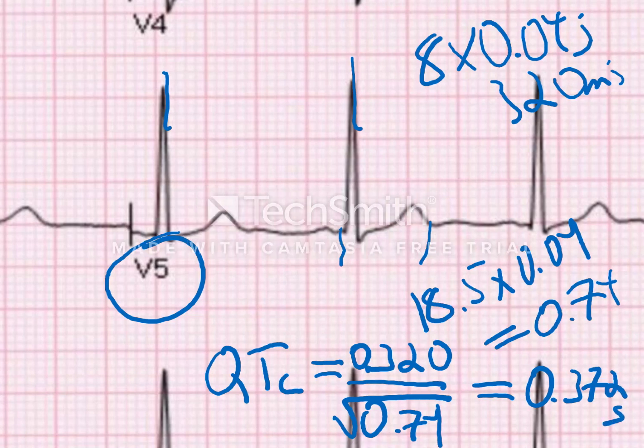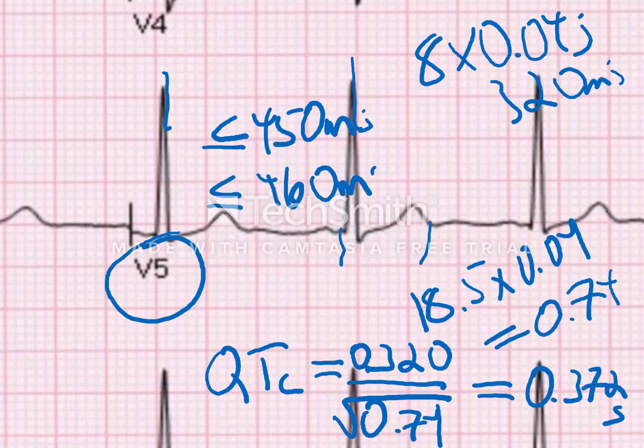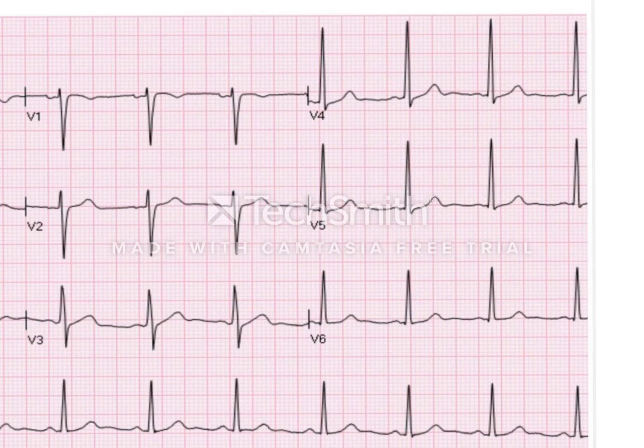For the QT interval, we're looking for anything less than or equal to 450 milliseconds, and that upper limit of normal actually extends a little bit more for adolescent females, in which case we say anything less than 460 milliseconds is normal. Next, we're going to evaluate for hypertrophy.